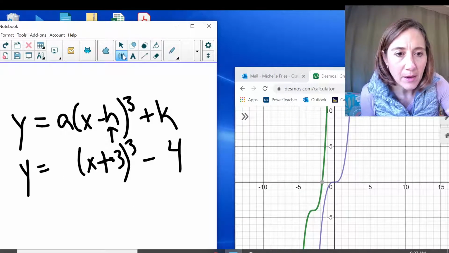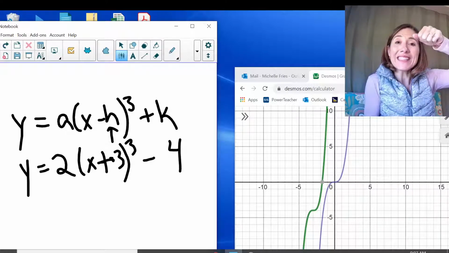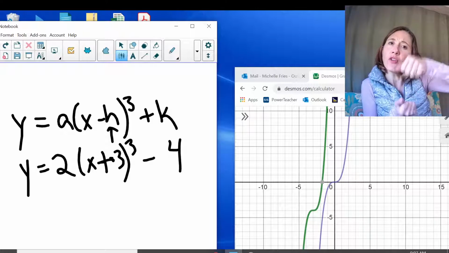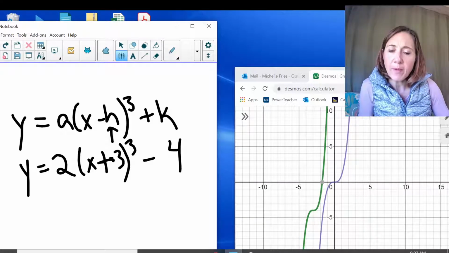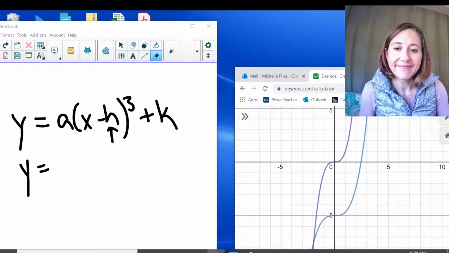Oops, I need a pen to write with here. 2, because it's twice as tall. Does it look like a stretched out version to you of the purple one? I hope it does. So there's that one.